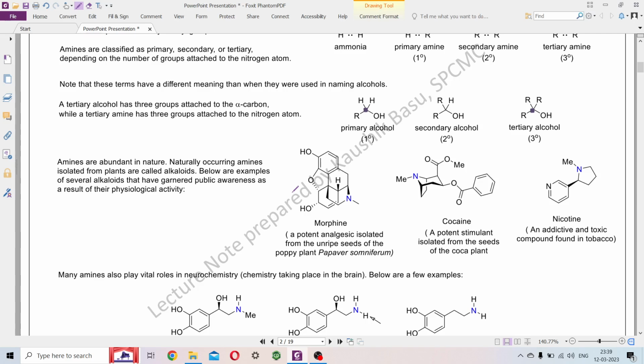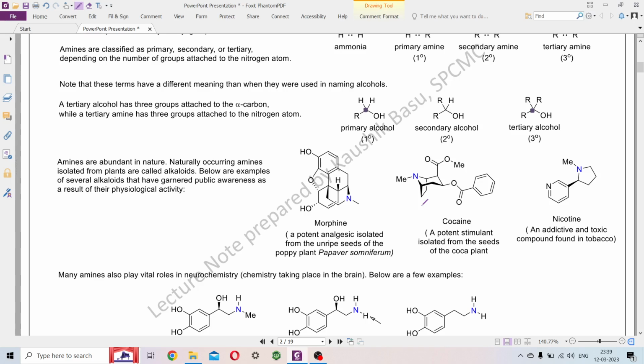Papaver somniferum, and morphine in fact has narcotic abuse also. As a painkiller, morphine injection is given. This one is cocaine. People basically use it to get intoxicated, but it's a potent stimulant which is isolated from the coca plant. This one is nicotine, and as you can see, in all these cases we have cyclic amines, and all of these are tertiary amines because there is no hydrogen present on this blue colored nitrogen.